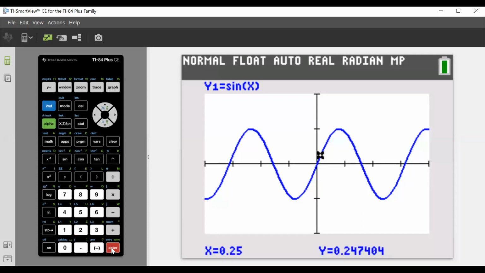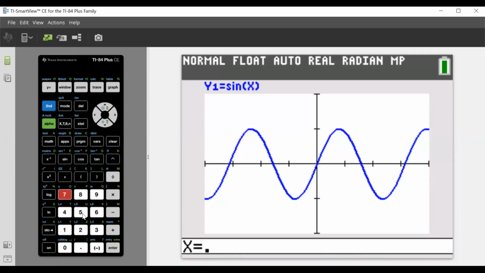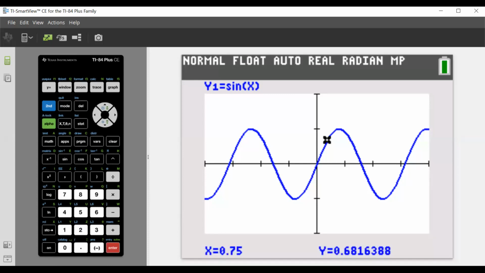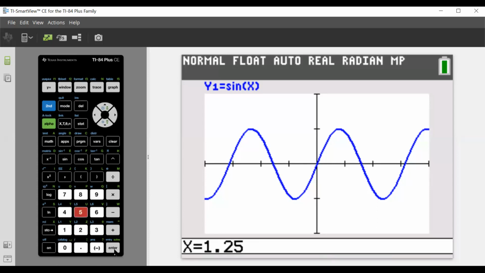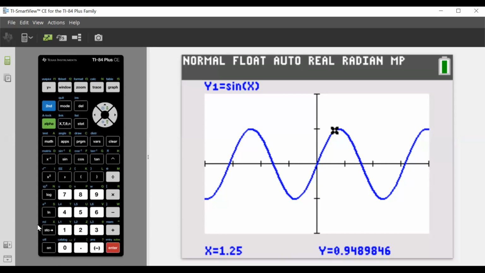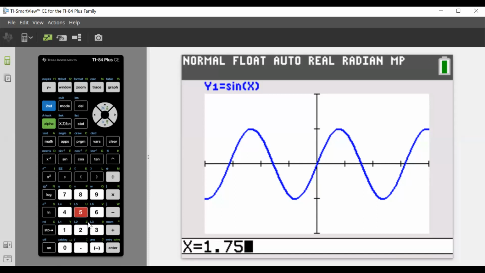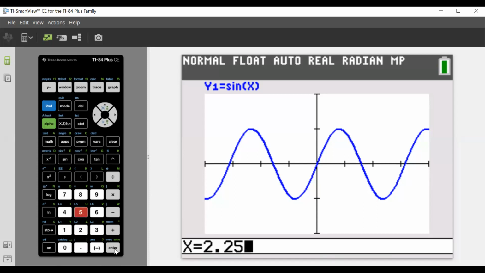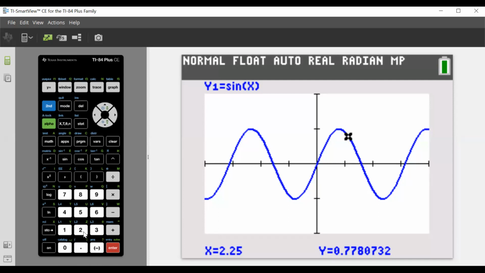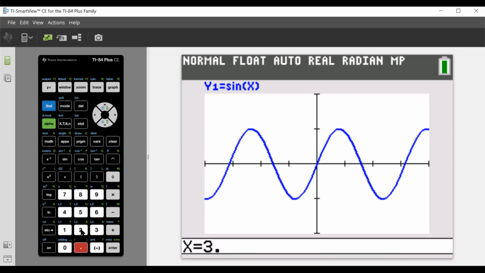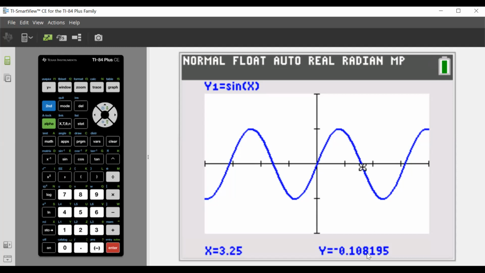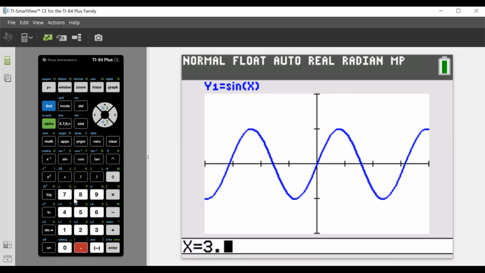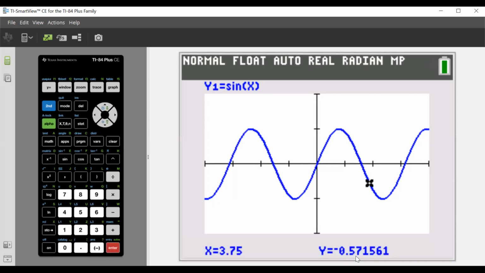So 0.25, 0.2474, and we have 0.75, 0.6816, and then we have 1.25, 0.9490, and then 1.75, 0.9840, and then 2.25, 0.7781, 2.75, 0.3817, 3.25, negative 0.1082, and then our last one, 3.75, or negative 0.5716. All right, so now we got to go write all those in over here.